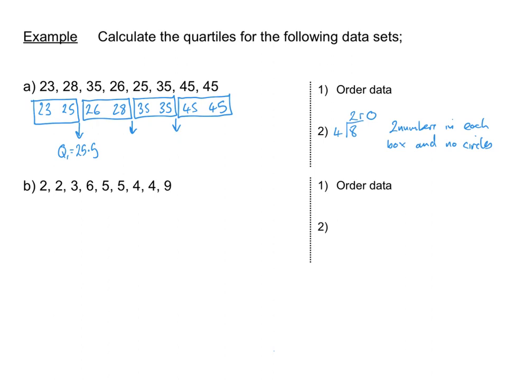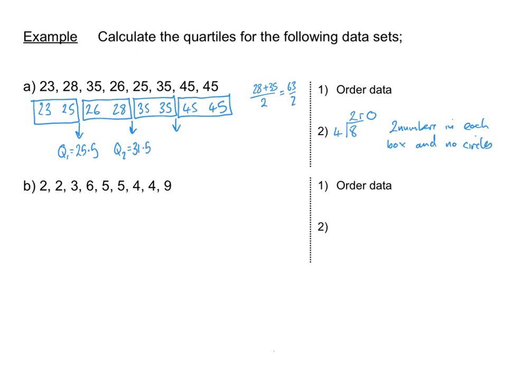Quartile 2 is a little bit harder to work out, so I've got 28 and 35 here. I need the number halfway between 28 and 35. That's quite tricky, so a good way to do that is to add those 2 numbers together and then halve your answer. So at the side here, we can do 28 plus 35, all divided by 2, which is equal to 63 over 2. So quartile 2: 63 divided by 2 is 31.5.